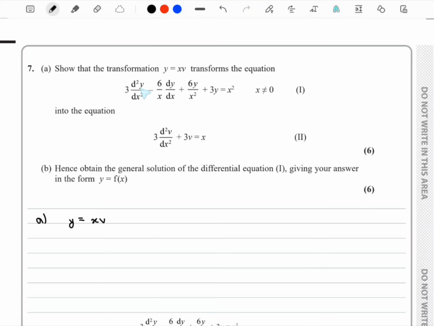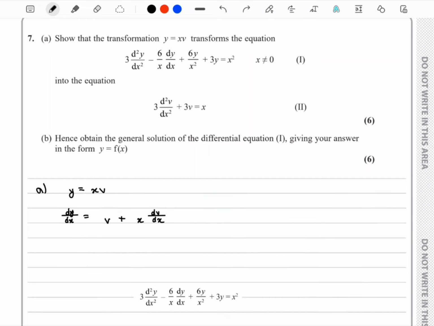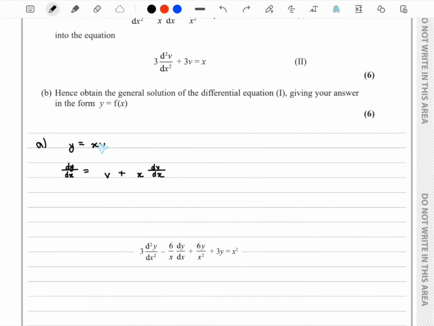So at first we see that in here we have dy by dx, here we have dv by dx. Dx is at the bottom, so we differentiate this term y equals xv implicitly with respect to x. Get this. And for the right hand side we need to use the product rule, which is the derivative of x, which is 1 times v, and then x times the derivative of v, which is dv by dx.